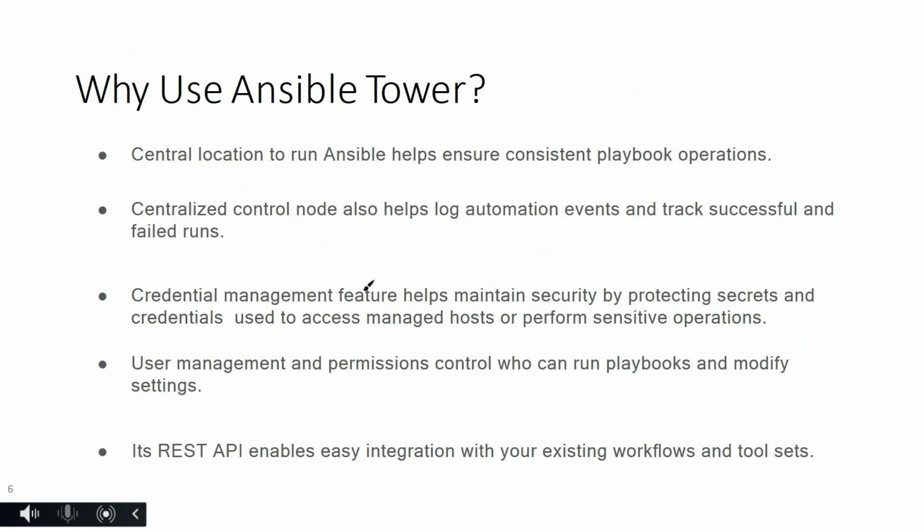Why use Ansible Tower? Ansible Tower provides a central location to run Ansible, helping ensure consistent playbook operations. A centralized control node also helps log automation events and track successful and failed runs. The central management feature helps maintain security by protecting secrets and credentials used to access managed hosts or perform sensitive operations. User management and permission control who can run playbooks and modify settings. Its REST API provides secure communication on the internet. Its REST API enables easy integration with your existing workflow and tool sets.